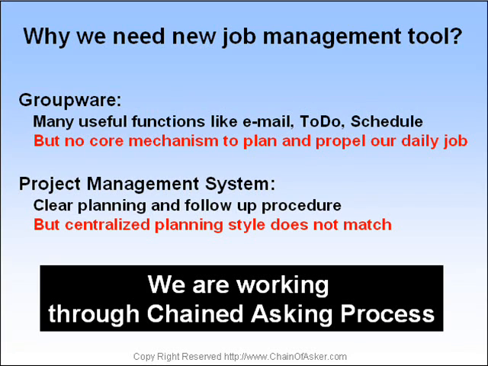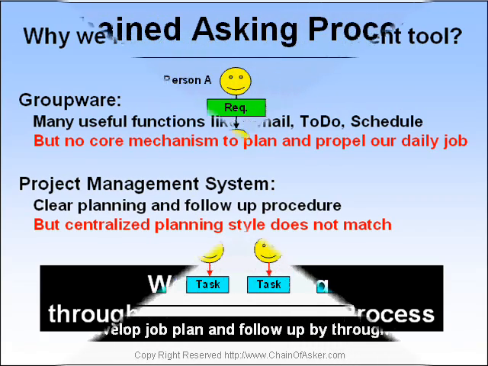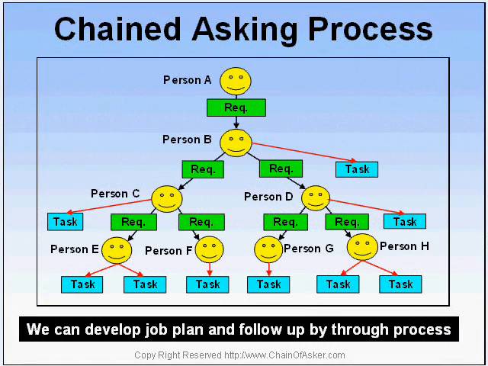When I look at our working style, I think we are working through chain asking process. Here, chain asking means when we try to do something which we cannot handle alone, we must divide the job into the portion to handle by ourselves and the portion to ask someone, and the same thing will happen in the next person, and finally, the original big request is broken down to these small tasks and executed. We can adapt this process for job planning and follow-up.